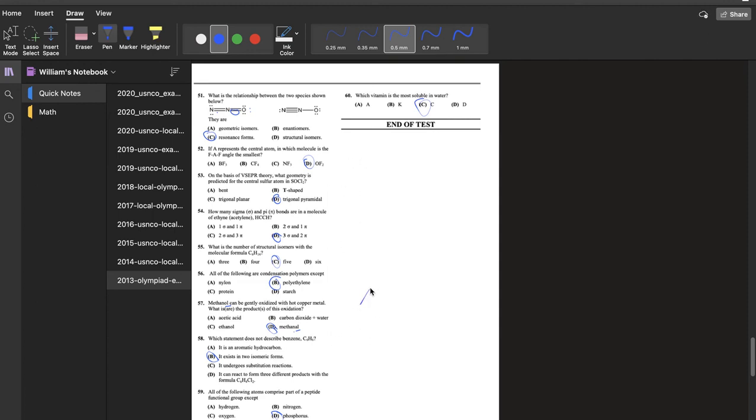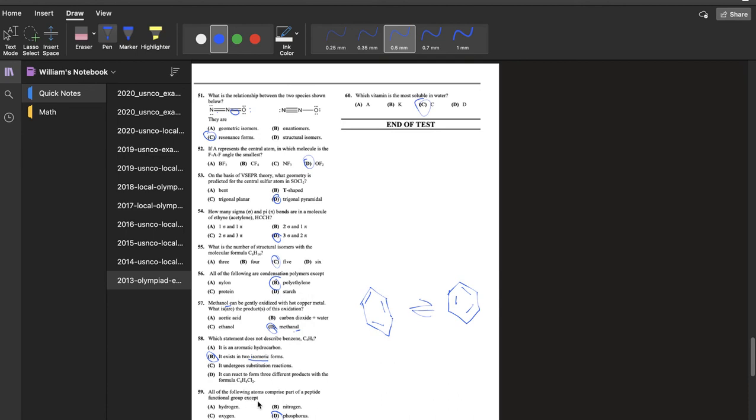Because if we draw out benzene, oh boy, can I draw a hexagon? It has this, and it has this, and these are resonance forms, and it doesn't exist in either. It doesn't vibrate between the two. It just exists somewhere in the middle of these. But the reason that B is wrong is because they use isomeric instead of resonance. Well, wrong in terms of it doesn't describe benzene, but right for the question.